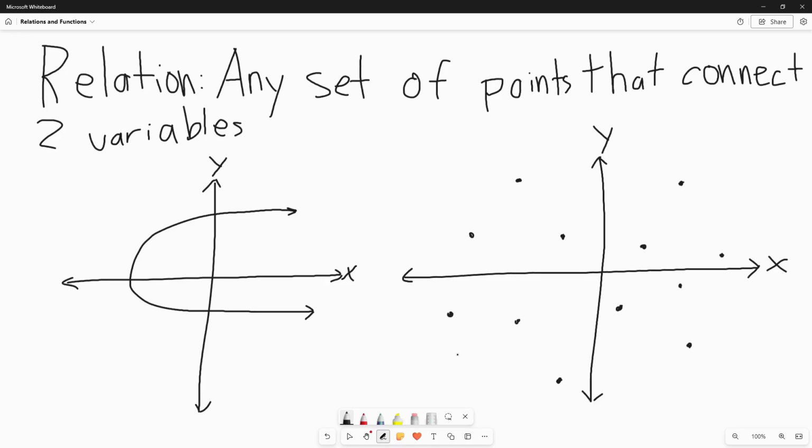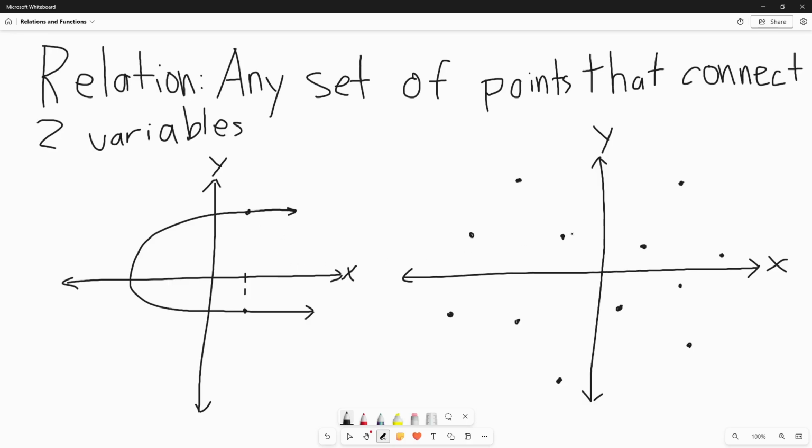And a function is a type of relation where any 2 points will not have the same x value. And another way to describe it is no x value will correspond to 2 different y values. So this first graph that I've drawn here, if we take like x equals 1 right here, it corresponds to 2 y values. So this is not a function, but it is a relation.